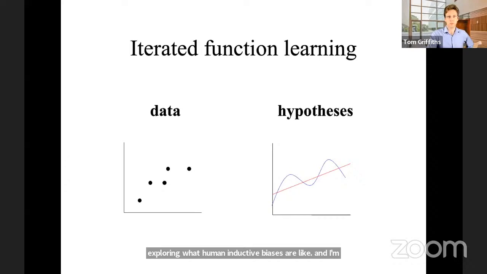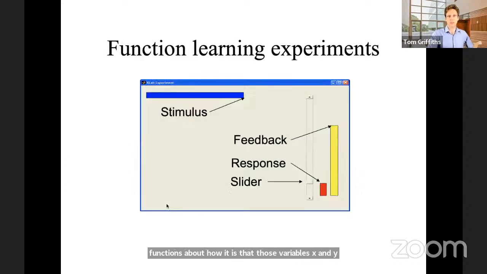One of the first experiments we ran was an experiment in iterated function learning, where people are given data that correspond to XY pairs, and they're trying to learn a functional relationship between those variables. The hypotheses they're entertaining are functions about how X and Y might be related. In the lab, people are learning a relationship between the width of one bar, this is X, and the height of another bar, this is Y. They do this by adjusting the slider. They're trying to get the red bar to the same position where the yellow bar is going to be when the yellow bar shows up.